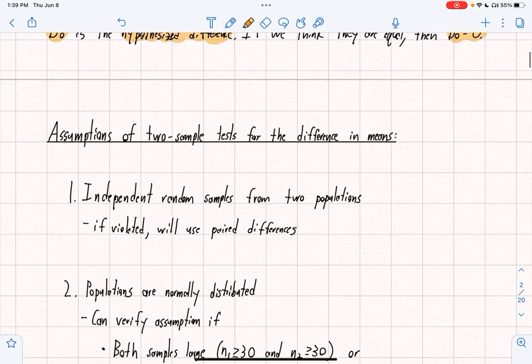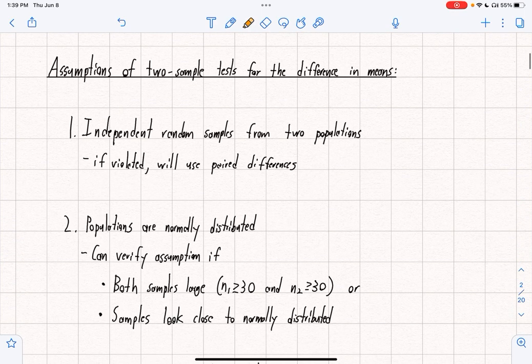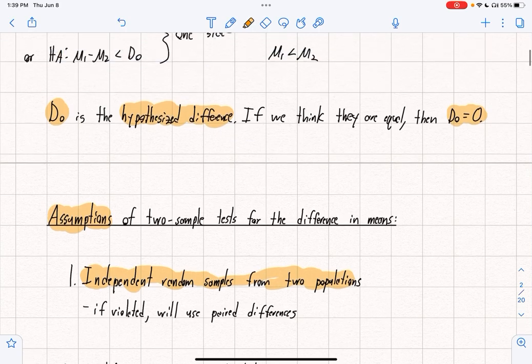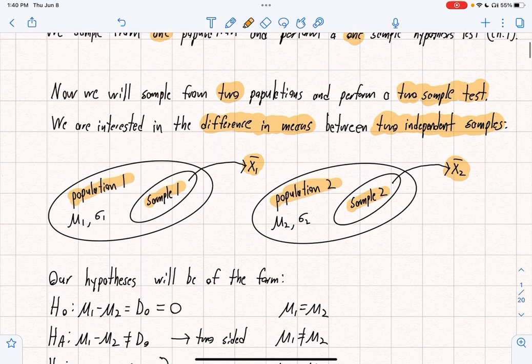Okay, so we're going to need to make some assumptions to do two sample hypothesis tests for the difference in means. So let's discuss assumptions here. The first is that we need independent random samples from the two populations. All that means is that it's going to look something like this.